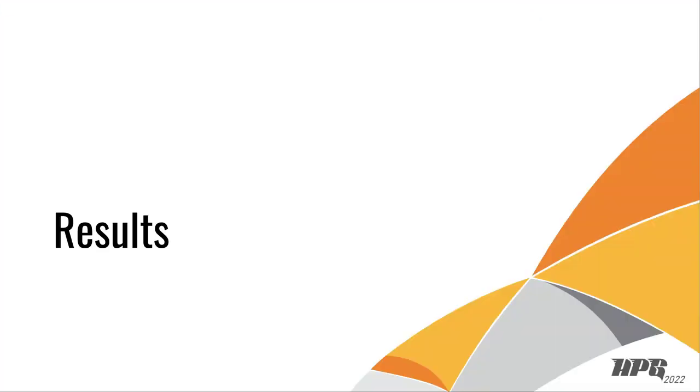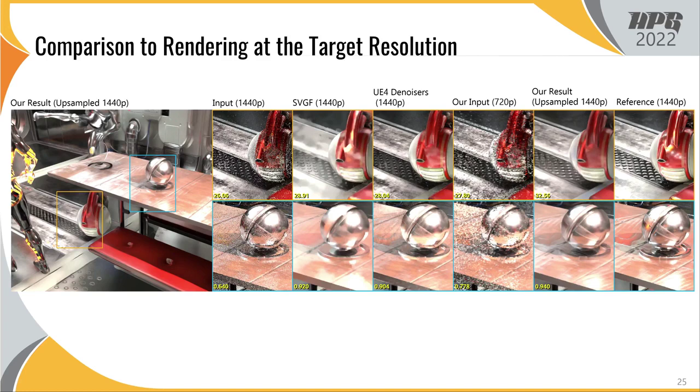Okay, now let's look at some results. Comparison to state-of-the-art denoisers at the target resolution reveals that our method, although receives 4 times fewer samples, is able to reconstruct image features more faithfully and achieve good sharpness. The PSNR metric is shown on top row and SSIM shown in the bottom row.